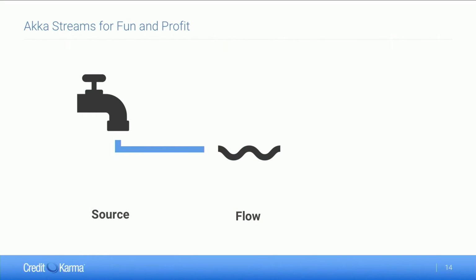Once you have a source, you plug that into a flow. The idea being a flow is a processing stage. 1 input, 1 output. You can make more advanced stages. You can have multiple inputs, multiple outputs. That's, I think, a much deeper topic than we have time to get into. But you can have a one-to-one flow, and it actually provides a lot of nice things.